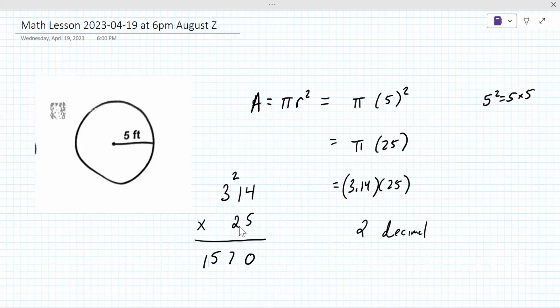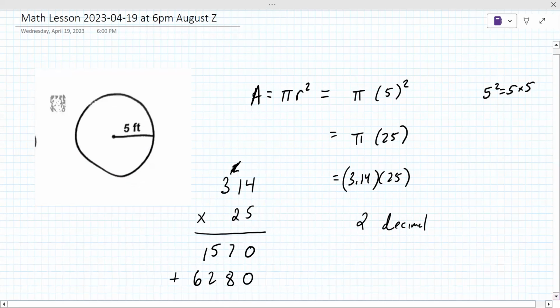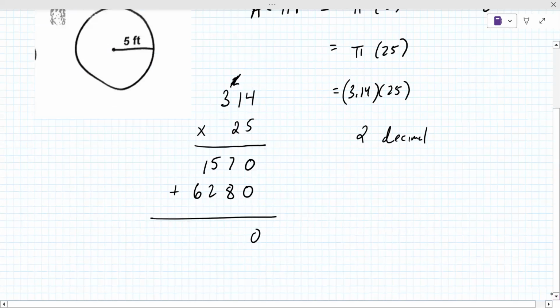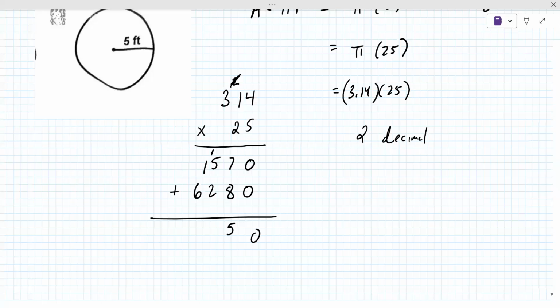When you move to the next digit, the 2, you put a 0 here. Get rid of the old carries. 2 times 4 is 8. 2 times 1 is 2. 2 times 3 is 6. And then you add these numbers up. All right, so that's 0. 7 plus 8 is 15. 5 with a carry of 1. 1 plus 5 plus 2 is 8. 1 plus 6 is 7. And then you move the decimal to the left 2 places. 78.50. Yes. Okay.